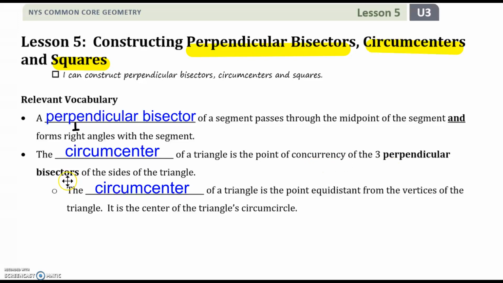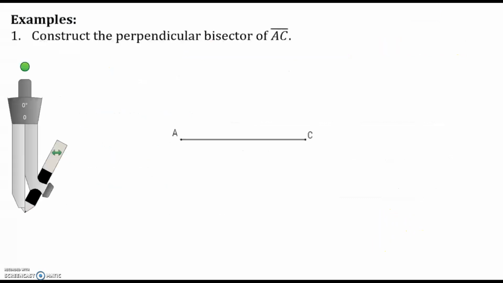So we've done points of concurrency for the other types of segments we've drawn. This will be the one where the perpendicular bisectors meet. And it also is equidistant from the vertices of a triangle. So it's similar to the incenter in that we can make a circle from it. So let's talk about how to make a perpendicular bisector.